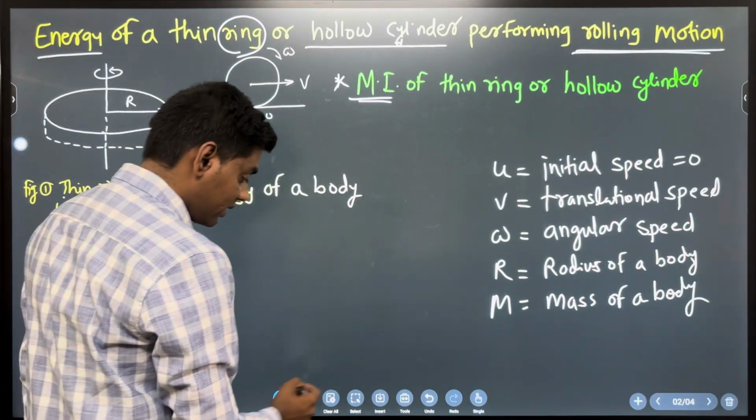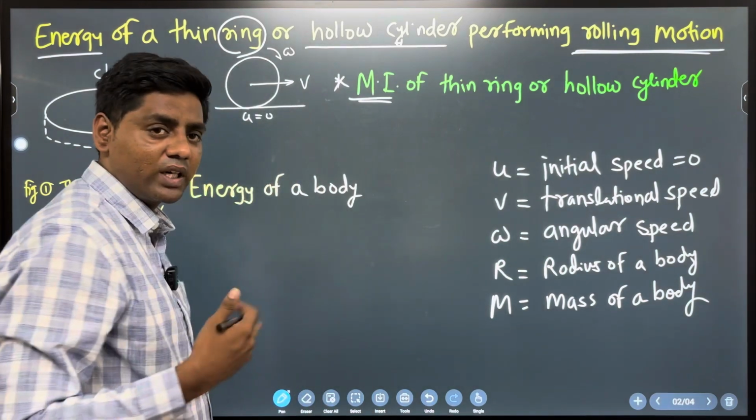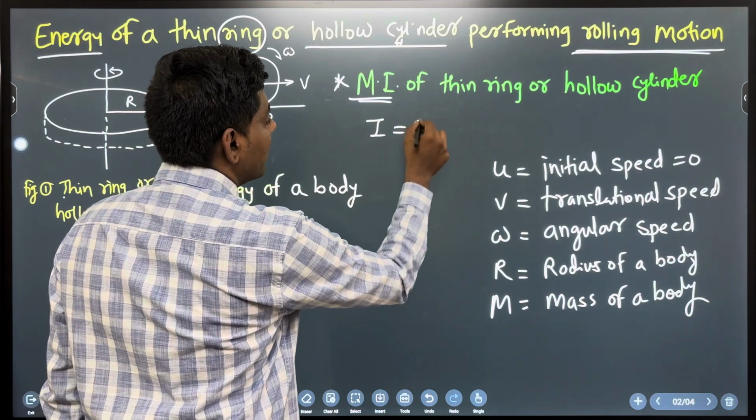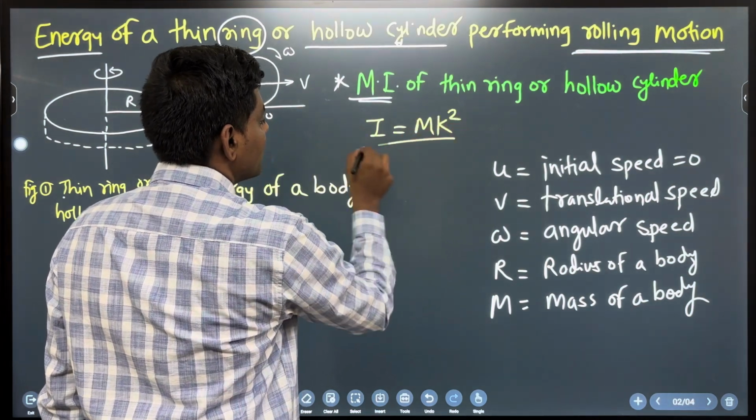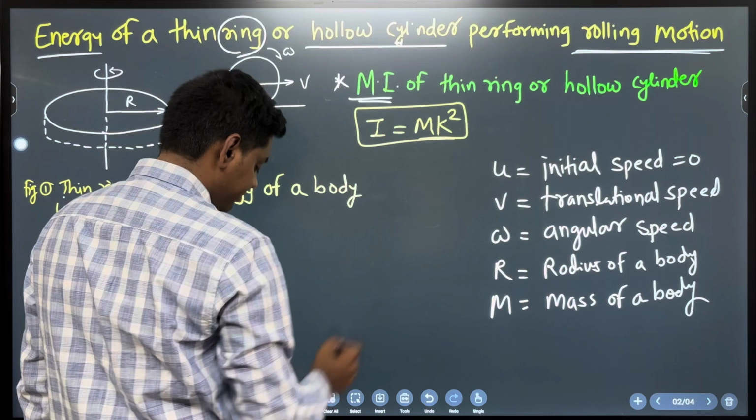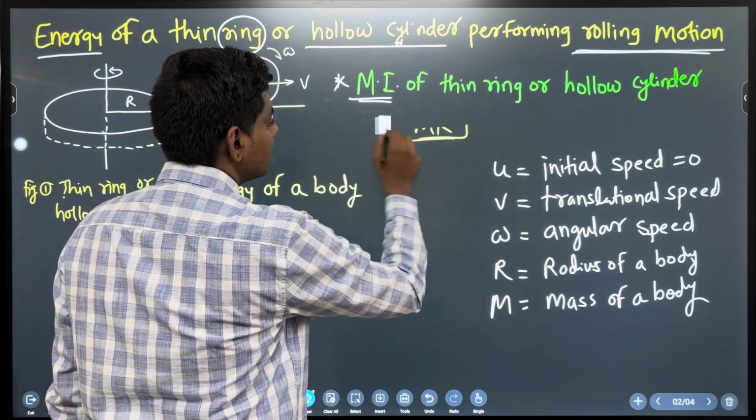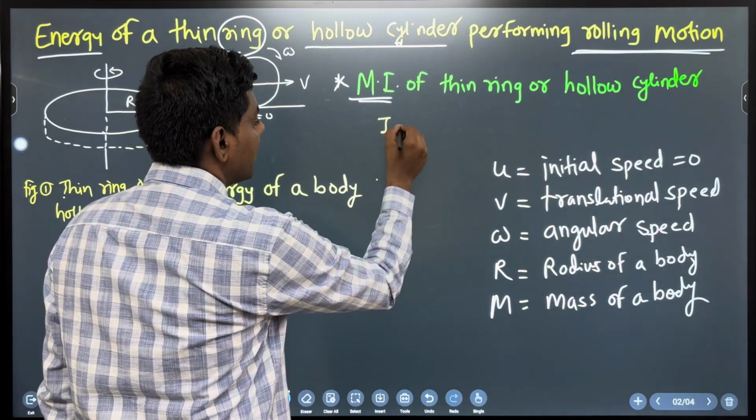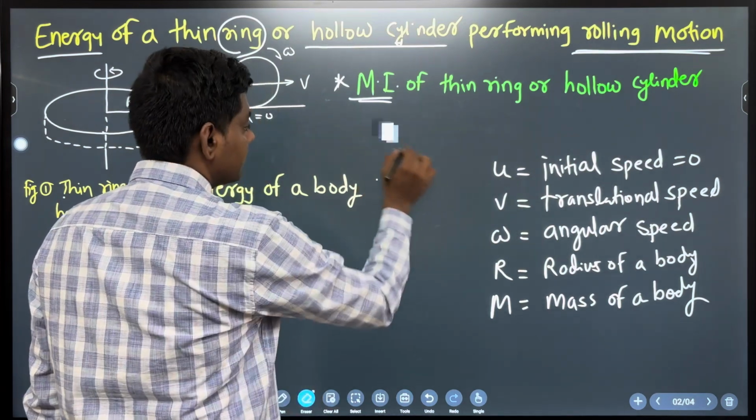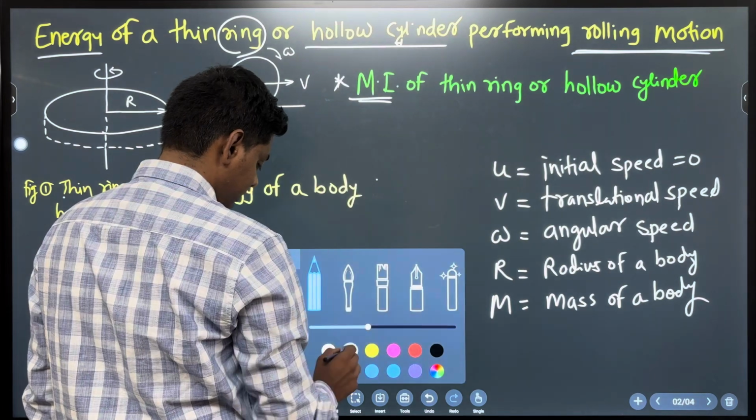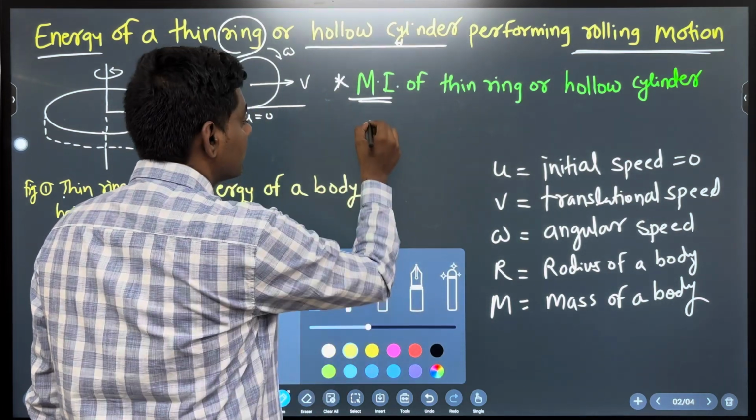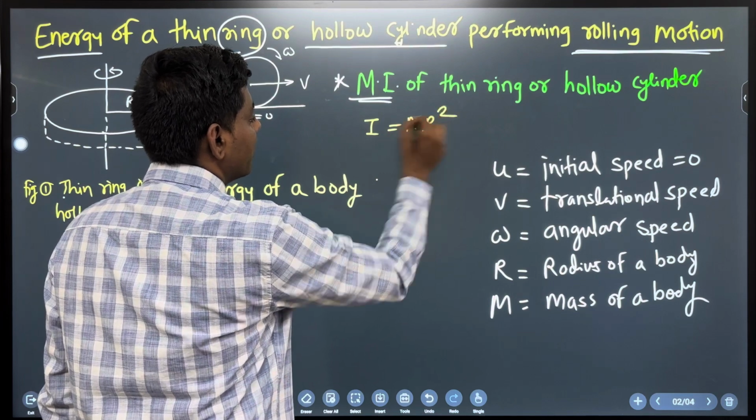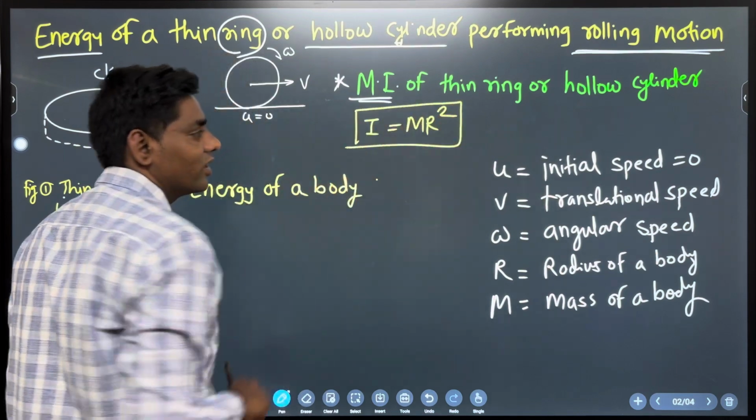You have to remember this formula, it is a very important formula. According to that you can solve the examples. So remember, this is the most important formula: I equal to MR square. This is the moment of inertia of a thin ring or hollow cylinder.